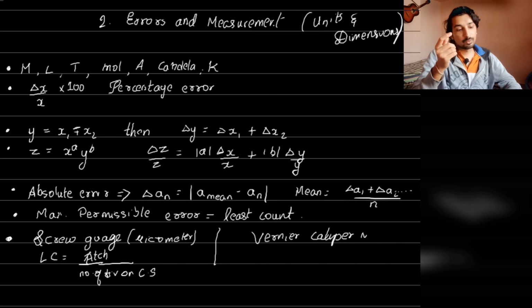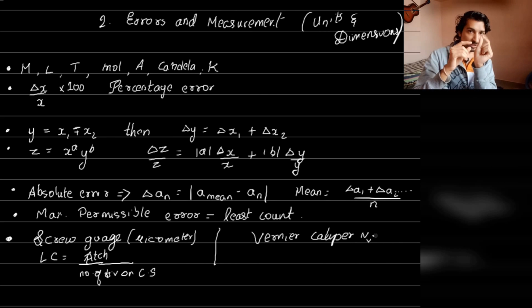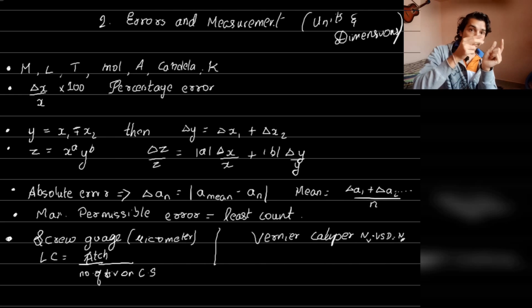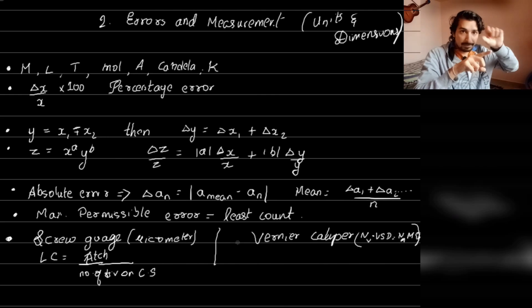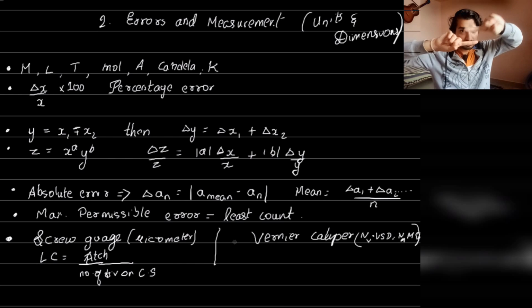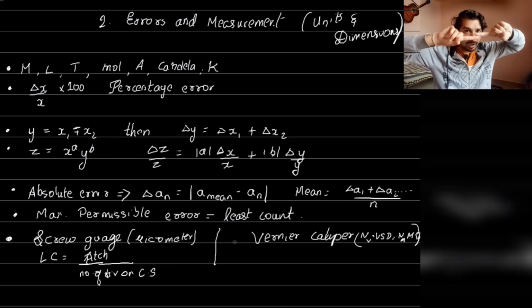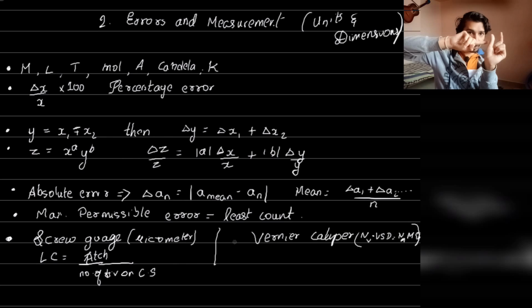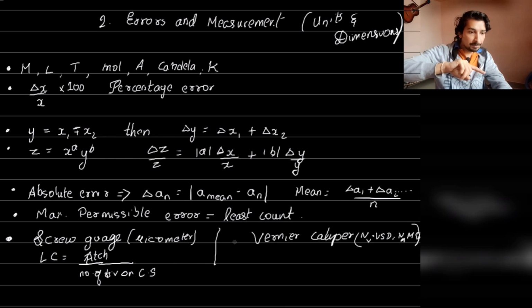Next, vernier caliper. What is a vernier caliper? Again, it has 2 teeth-like structures, and you place something here and the teeth close on it. It has a main scale and a vernier scale, like this. This is the main scale, this is the vernier scale. The vernier scale slides along the main scale, and when the 2 scales slide on each other, the vernier caliper closes and opens.